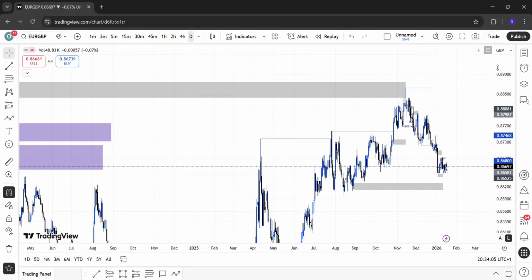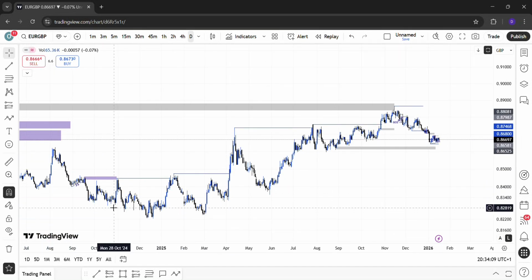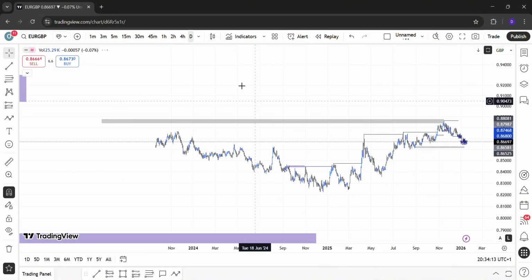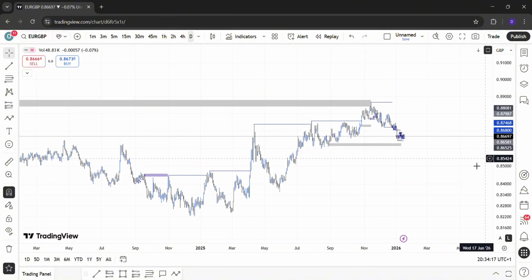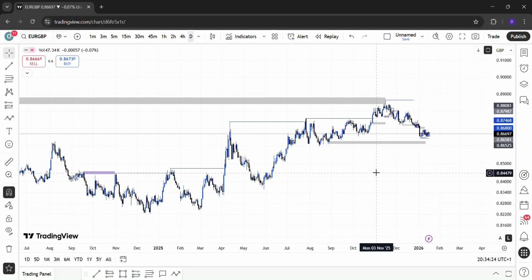So the first pair I'll be looking at or breaking down is EURGBP. EURGBP, and we're going to start off on the daily time frame because the daily time frame is king, right? The daily time frame gives you a directional bias as to what the market is doing, where the market is heading to, so you can form your trade ideas around this information.